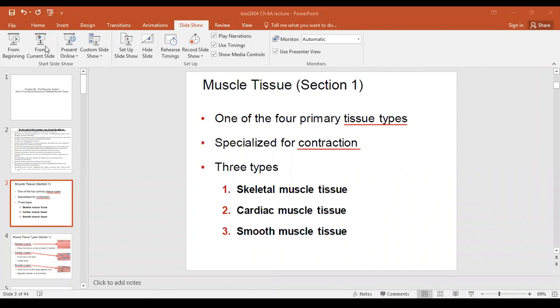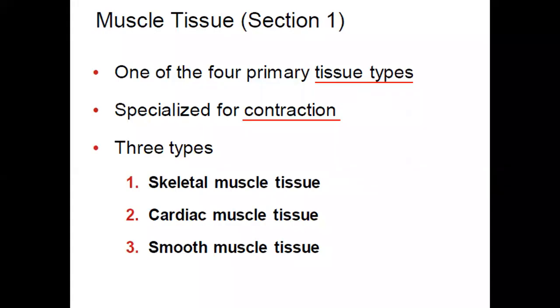Okay, so let's talk about chapter 6. Chapter 6 is muscle. This whole exam unit is bone, muscle, and the nervous system, which is a pretty daunting unit, but we're going to try to get through it together.